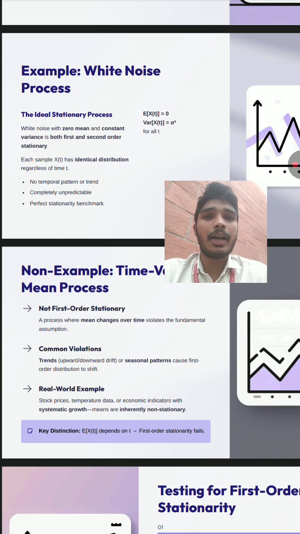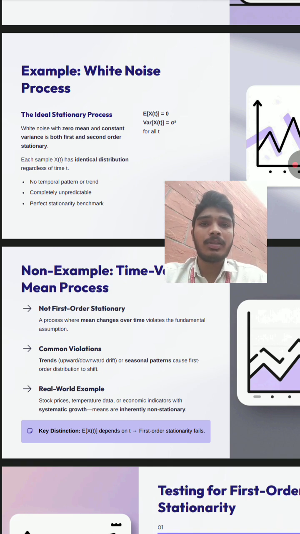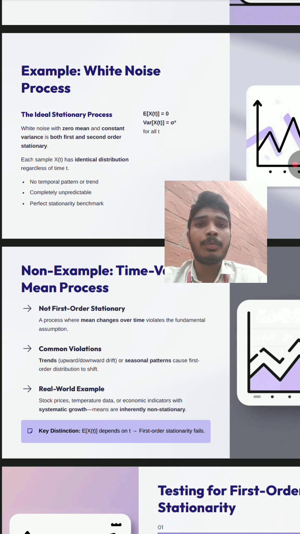A constant random variable: a process where x of t equal to y for all values of t, where y is a random variable. Each realization of the process is a constant value, and the mean of the process is the expected value of y, which is a constant.